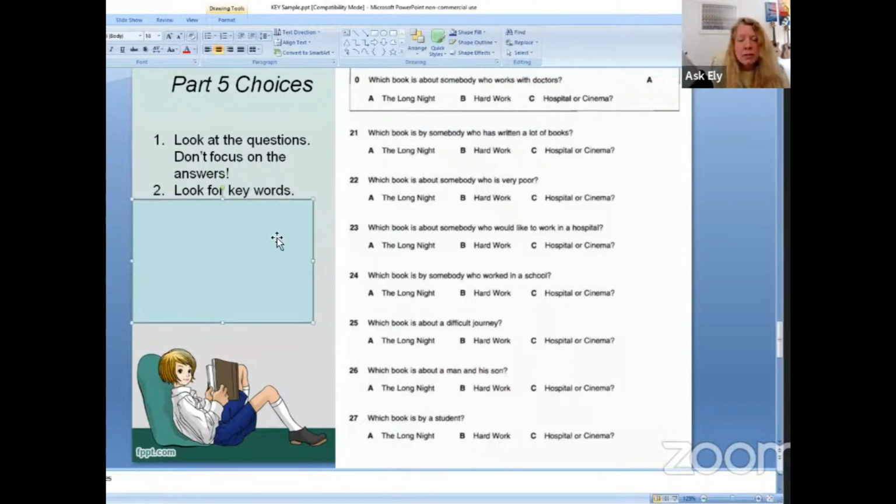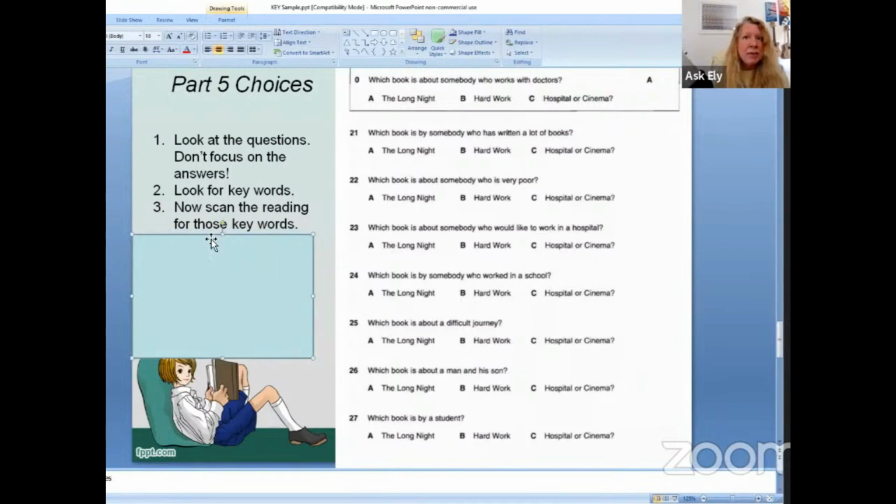Look for keywords, those important words that are very important to answer or to remember. Scan the reading for those keywords, and I'm going to teach you how to scan, or we also call that to skim the reading, to look for it quickly. For example, it says, "Which book is about somebody who works with doctors?" And these are the 3 books, the 3 things we're going to read. So the keyword here is works with doctors.